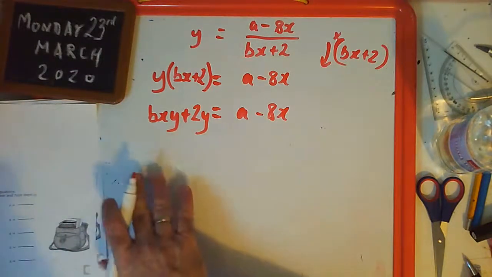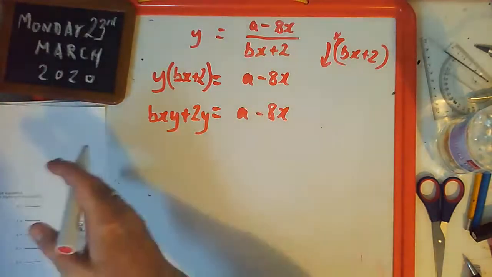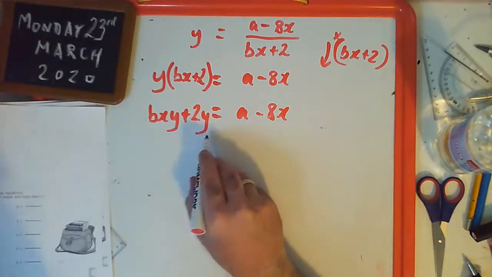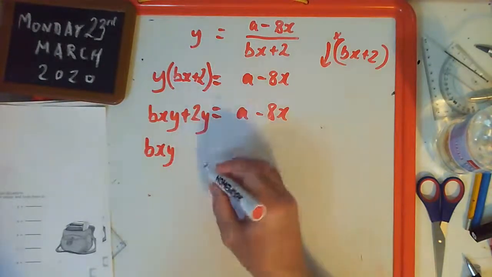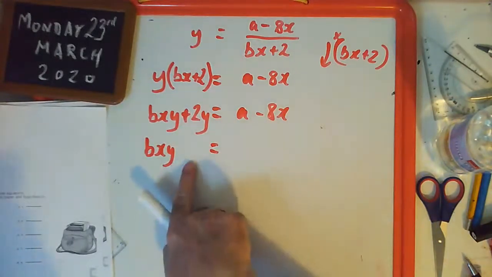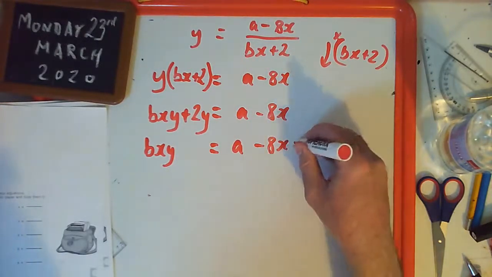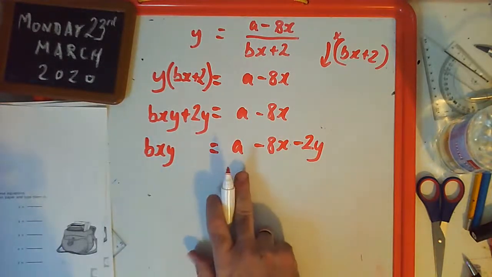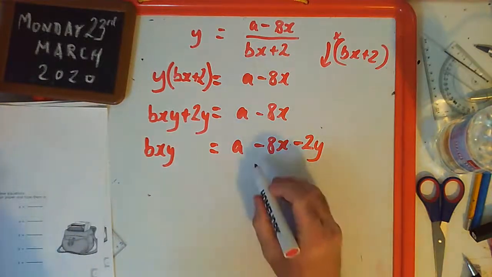Now that I've got this as a bunch of individual terms without messy fractions, I can start to try and get all the x on one side and all the other stuff on the other side. So I've got bxy plus 2y. I'm going to take away the bit that doesn't have an x in it. So I'm going to take away the 2y, but then I've got to take away 2y the other side as well. So I get bxy equals a minus 8x minus 2y.